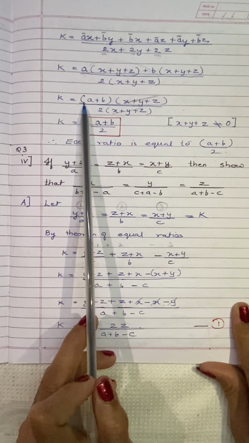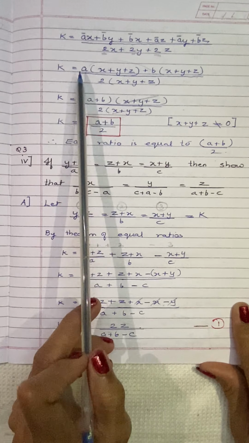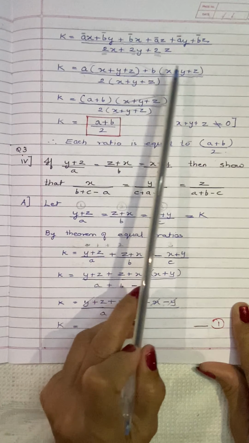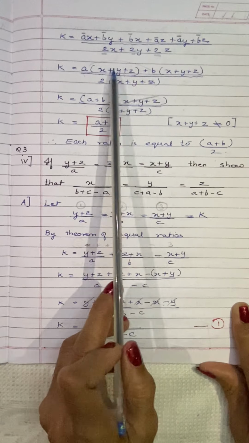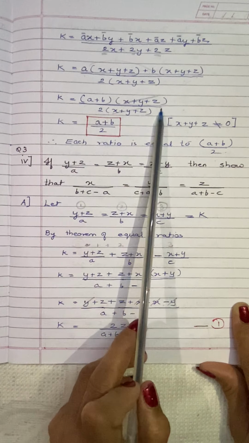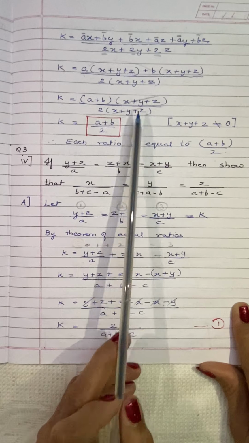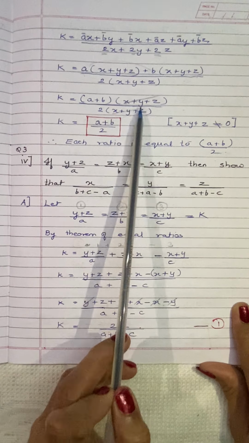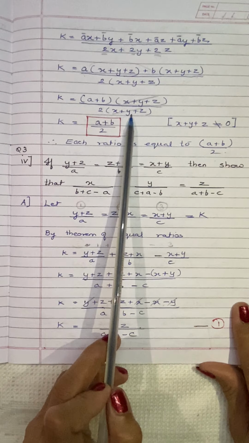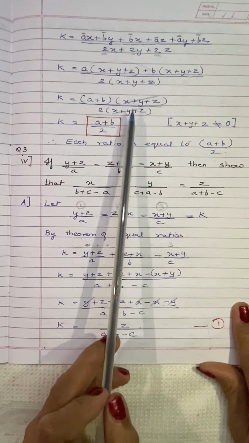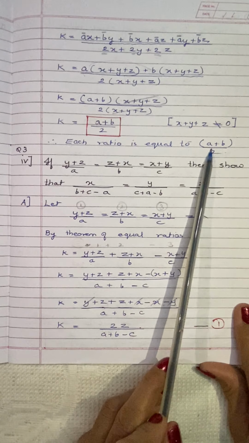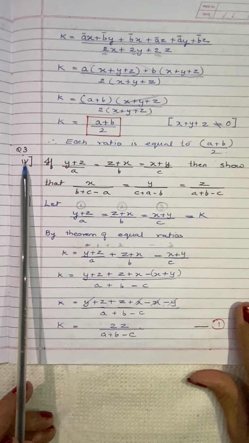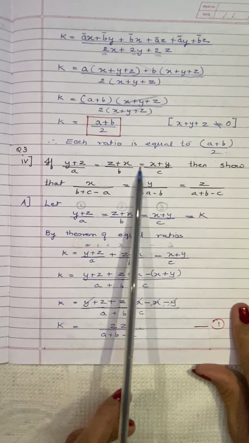Now again k is equal to a plus b. Again this will be the common factor, so a plus b, separate bracket, and x plus y plus z, upon 2 into x plus y plus z. Now here x plus y plus z and x plus y plus z get cancelled in numerator and denominator. Now the leftover term is a plus b upon 2. So x plus y plus z is not equal to 0, therefore each ratio is equal to a plus b upon 2.